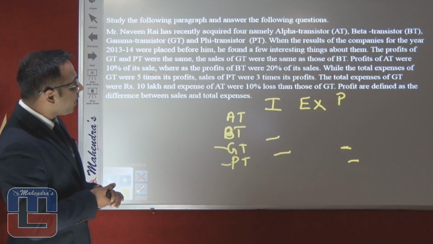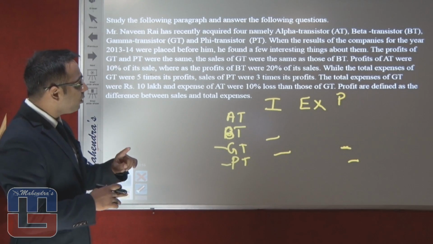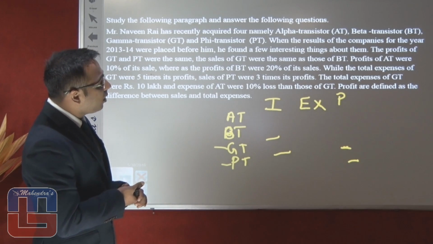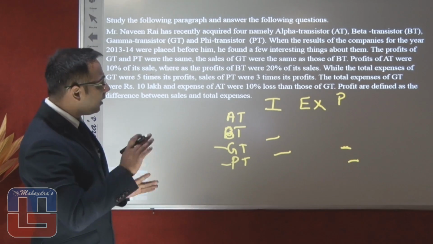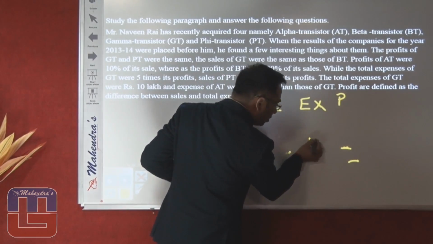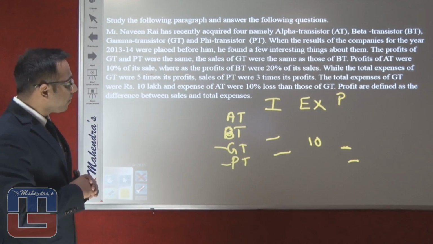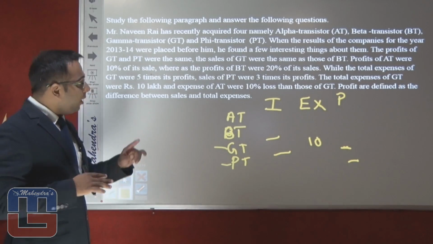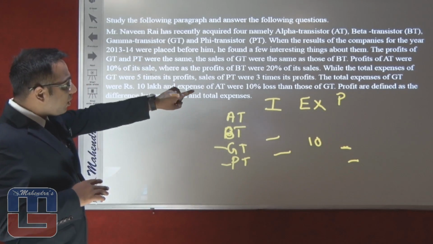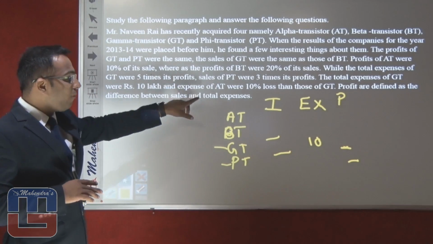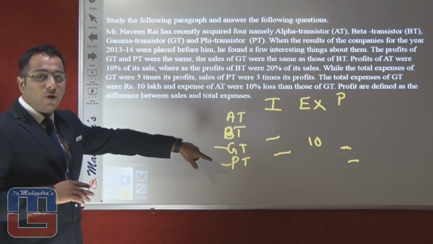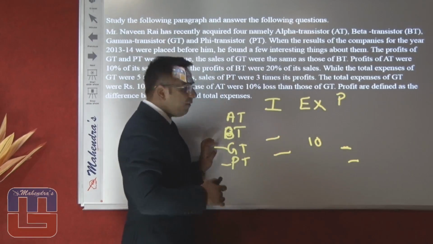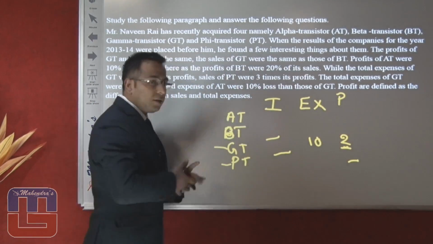Sales of PT were 3 times its profit. The total expense of GT was rupees 10 lakh. So the first value we get: the expenditure of GT is 10 lakhs. We know that the expense of GT is 5 times its profit. That means 10 is 5 times its profit, so to find the profit we divide 10 by 5. The answer is 2.